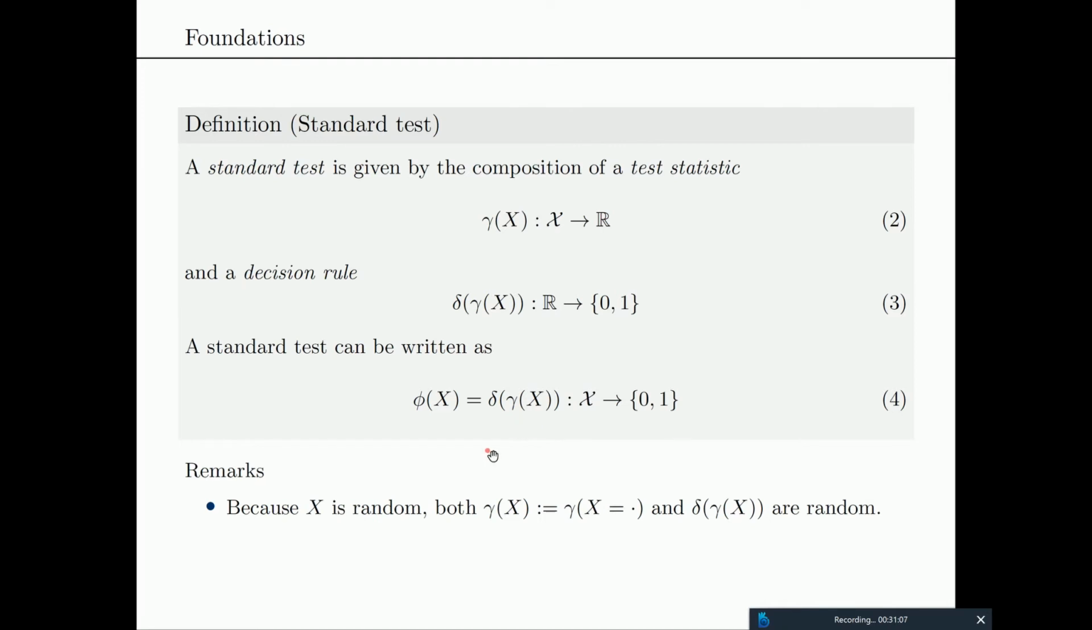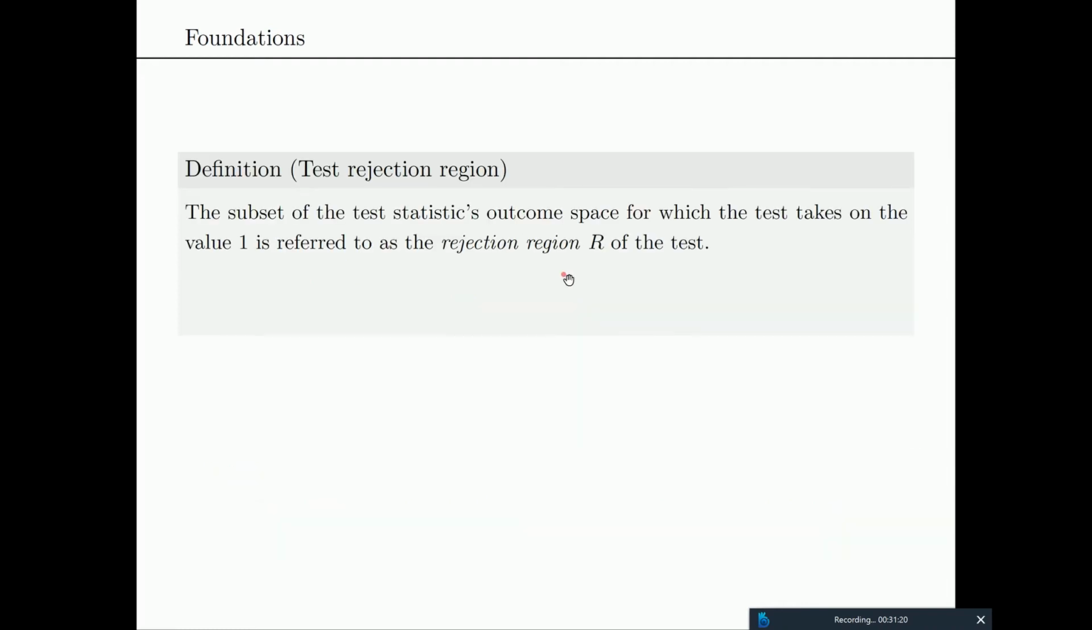The thing is, again, everything is random. So the data is random, the test statistic is random, and then also the application of the decision rule is random. This is something we will actually not follow up that much, but then you have the term: the subset of the test statistic's outcome space for which the test takes on the value 1 is referred to as the rejection region R of the test.